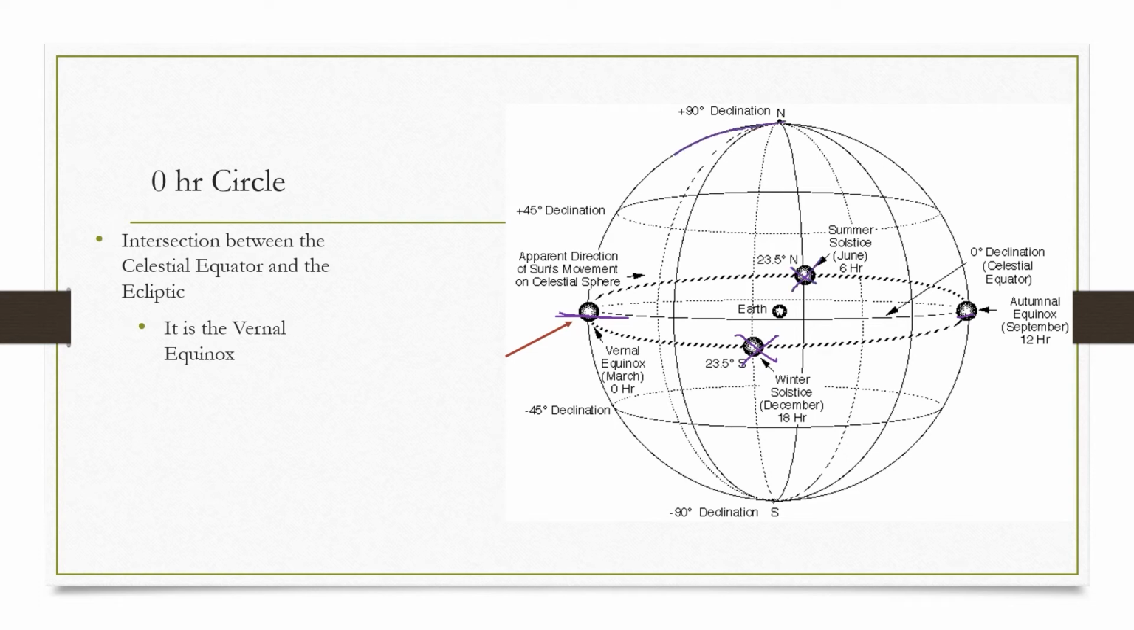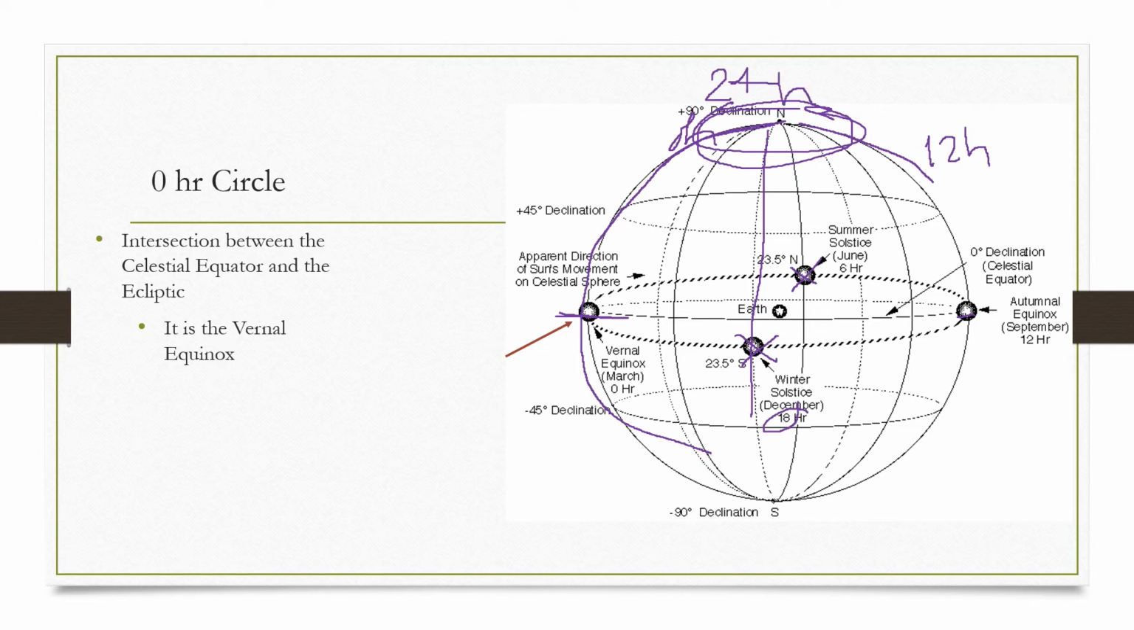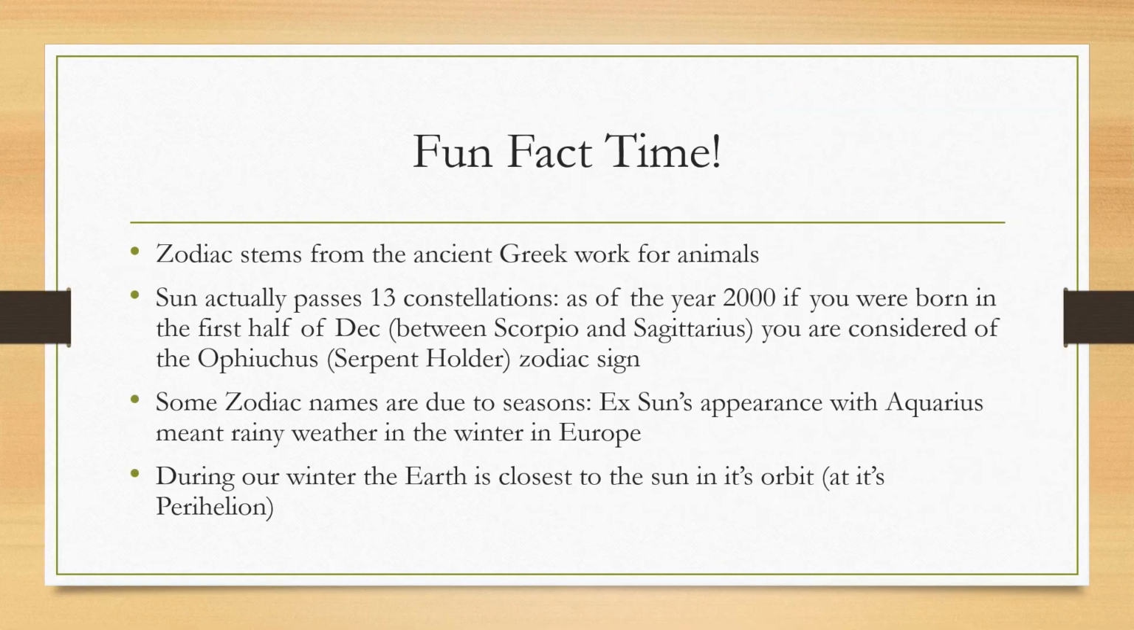So right here we have the 0-hour circle. This is the 12-hour circle, because you go 0, 1, 2, 3, 4, 5, 6, 7, 8, 9, 10, 11, 12. And then again, 18. Okay, this is the 18-hour. So these all have to do with these lines right here, the meridians. This is all a 24-hour clock, essentially. So when you have an intersection between the celestial equator and the ecliptic, it is known as the vernal equinox or the 0-hour circle.